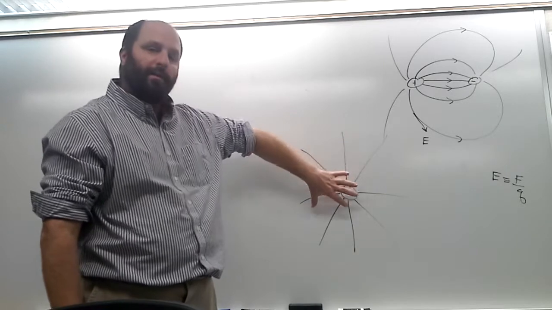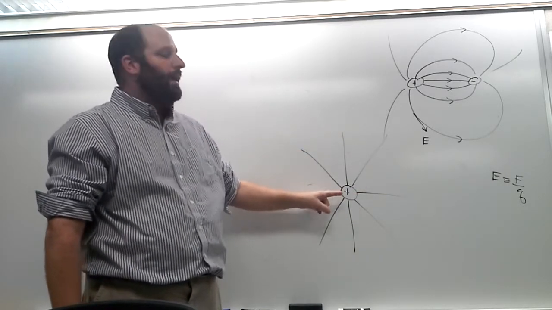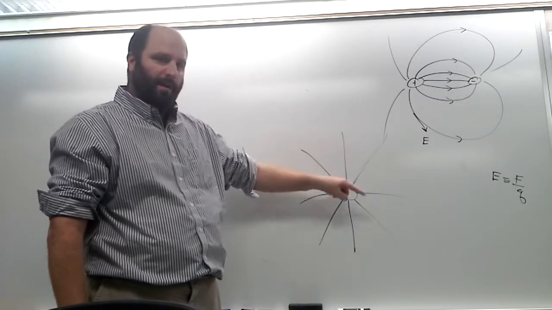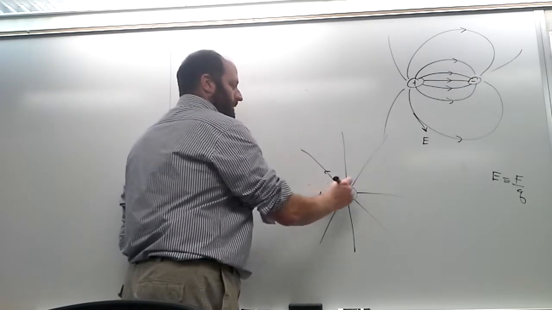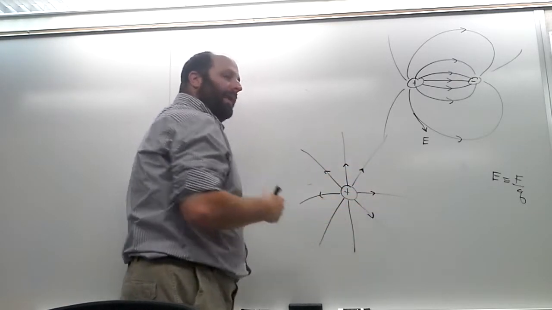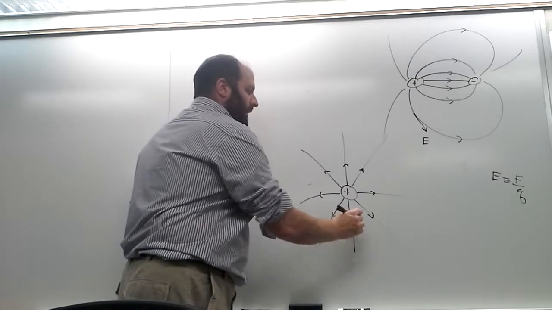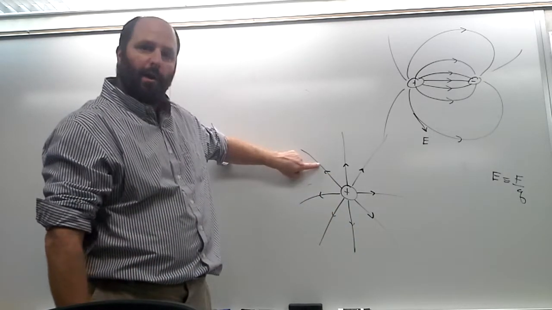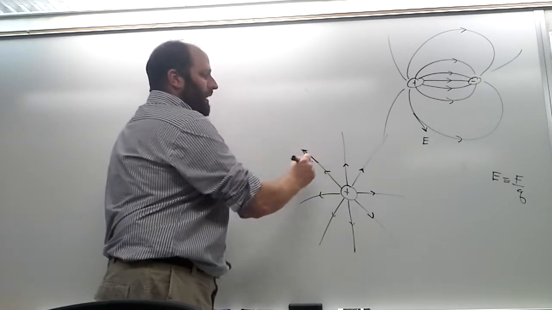So this picture right here represents a positively charged particle. And the field lines around a positively charged particle are symmetrical and they radiate outward. And again, what these field lines tell us, they basically tell us the field direction, which is probably the most important thing. For example, at this point right here, the electric field points this way, parallel to the field line.